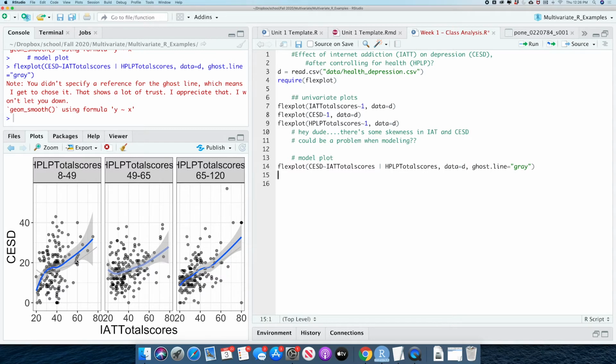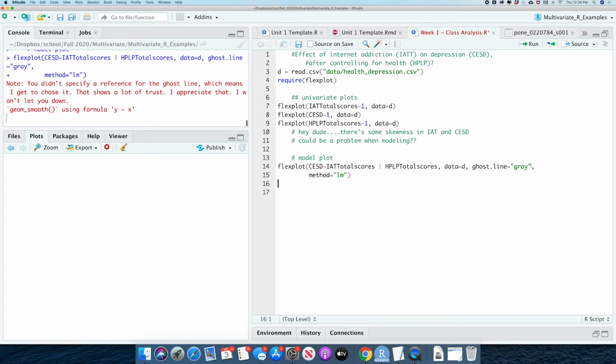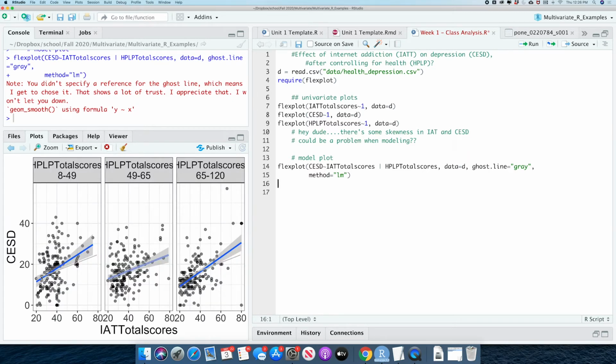And so what am I looking for at this point? I'm looking for straight lines, because if there's straight lines, which they do look pretty straight, then what I can do, I'm going to put this on a new line, so comma, I'm going to go method equals lm. So these loess lines are going to turn into regression lines, and now they are straight, and it makes it easier to do the second thing that I'm looking for. So again, the first thing I'm looking for is kind of bendiness, and the second thing I'm looking for is the degree to which the lines are parallel.